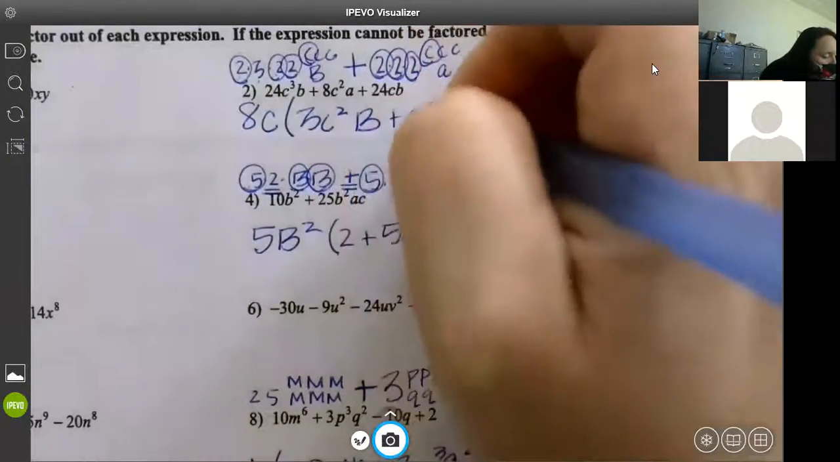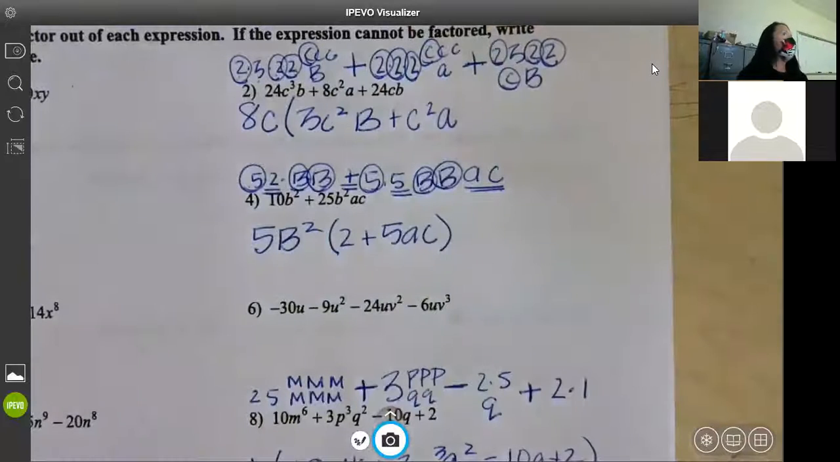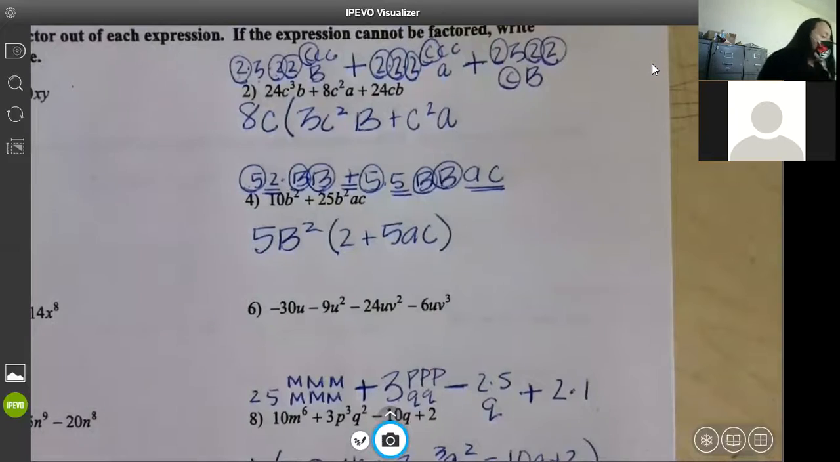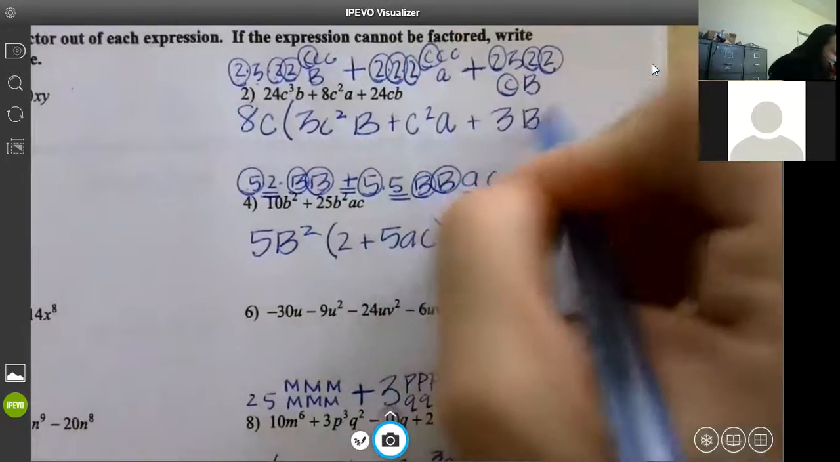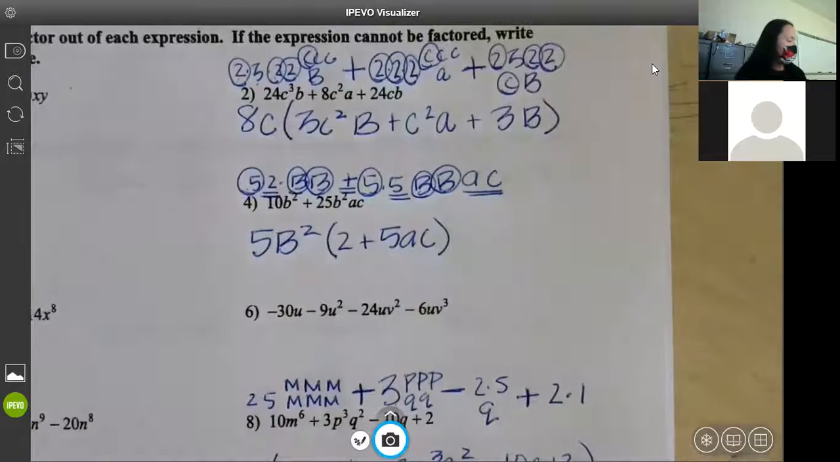In the middle one, there's just 2 C's and an A, and it doesn't matter what order you write those in. If you write AC squared because you're a little bit OCD and you like it in alphabetical order, it's the same answer, so you're fine. All right, and then in the last one, there's 3 and B, and that's it.